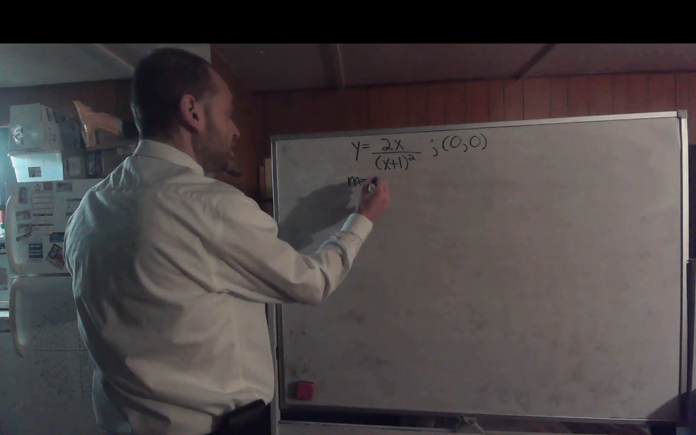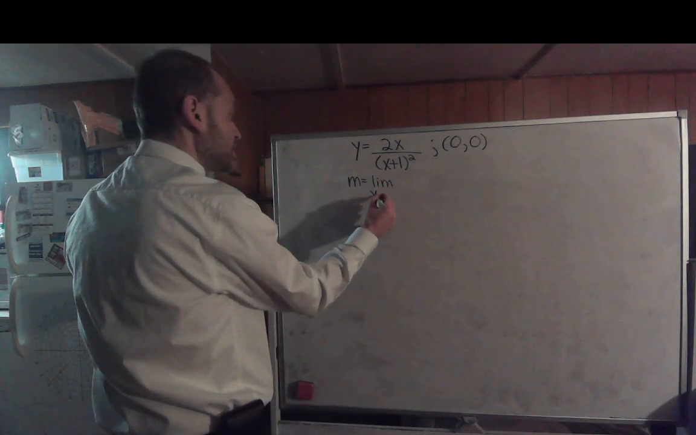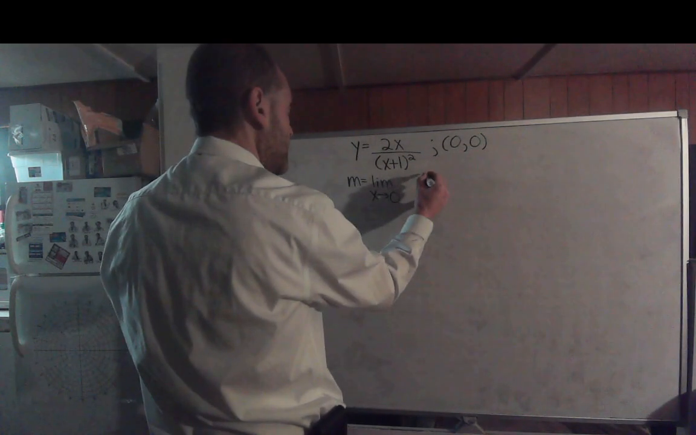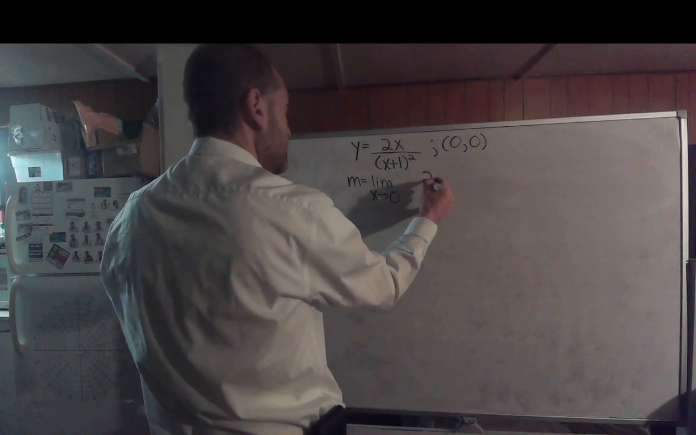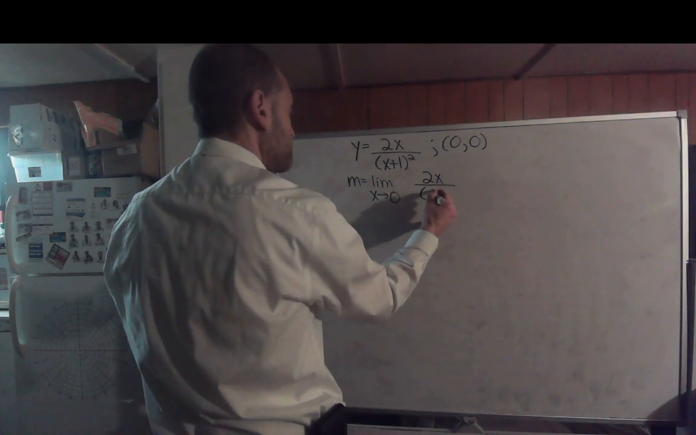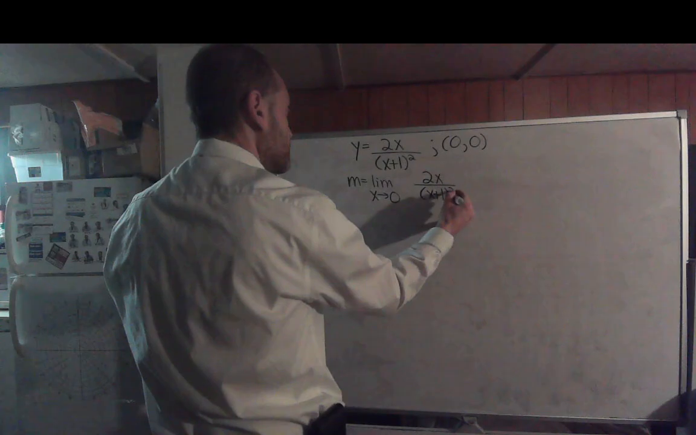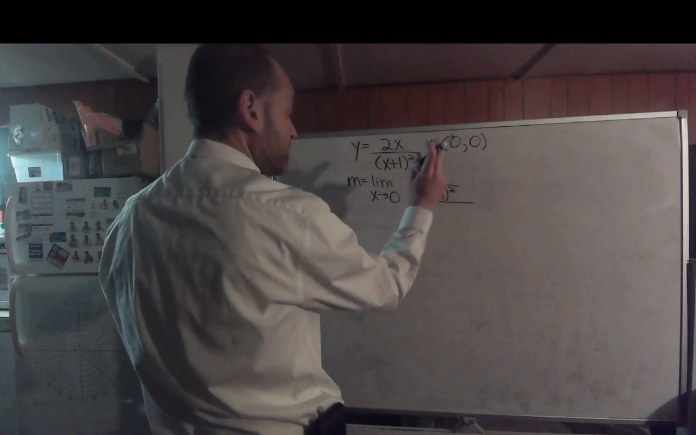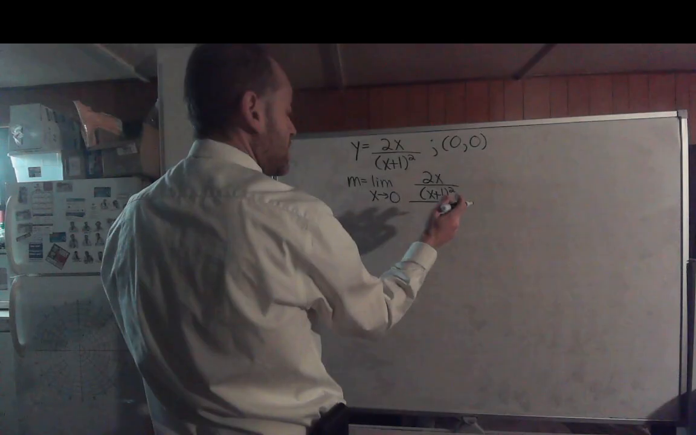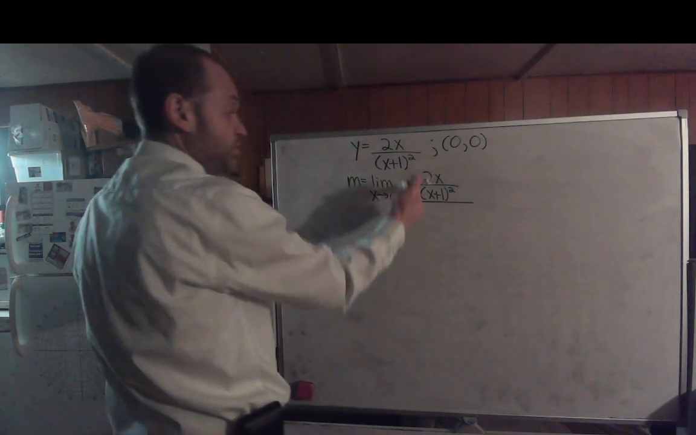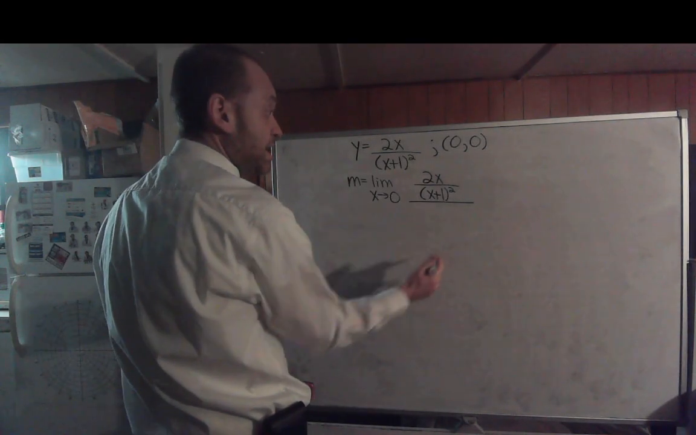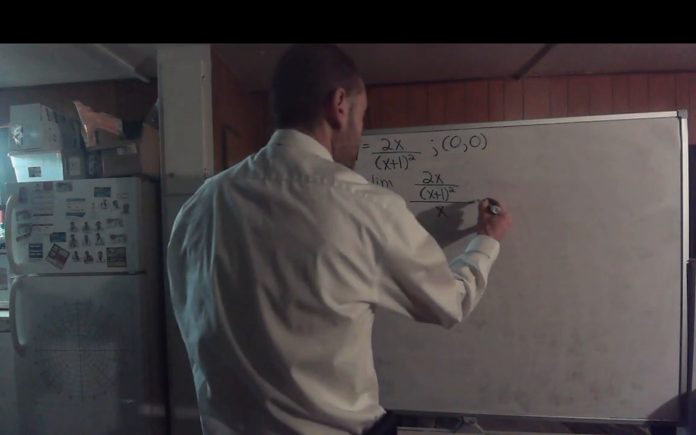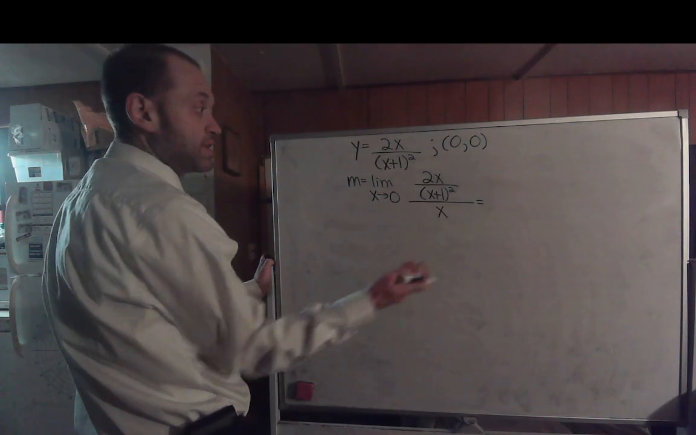So the slope would equal the limit as x, in this case, approaches 0 of our f of x. So that would end up being 2x all over (x plus 1) quantity squared, divided by x minus 0. Well, all that minus 0 is just 2x all over (x plus 1) squared, divided by x minus 0, which is simply x. So we actually aren't going to have a whole lot of work to do. We can go right to the complex fraction.